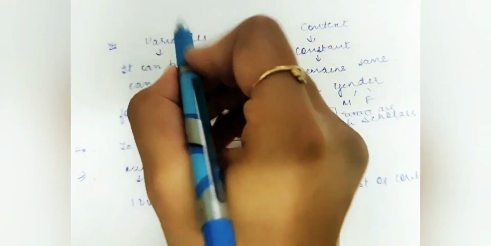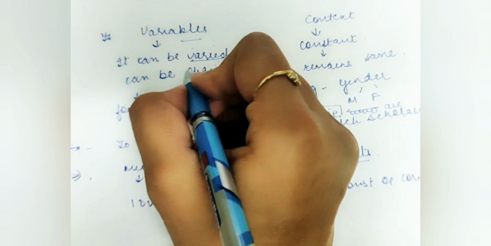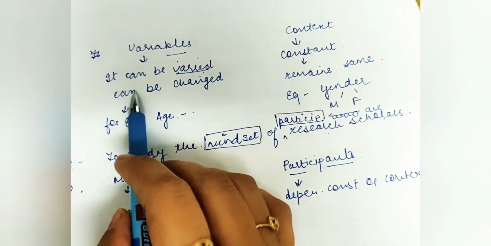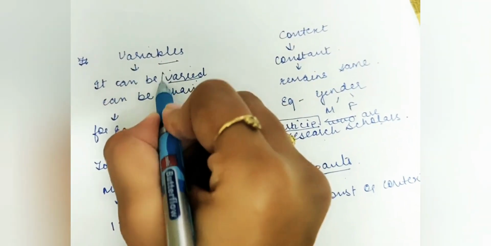I forgot to mention here, now variables which are varied. We know what independent variables are; I have already taught you in the previous lecture. Independent variables are those which can be manipulated. So what does manipulated mean?